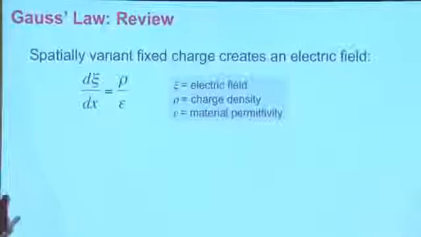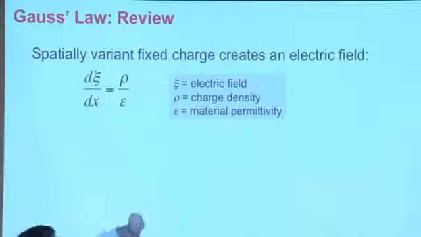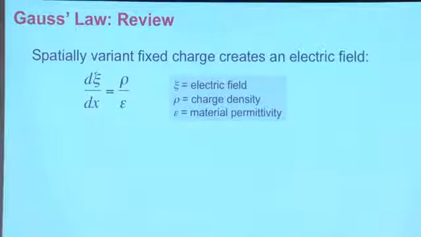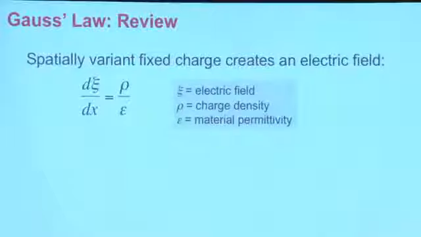And that's the expression right there that describes this in mathematical terms, where we're using psi as our electric field. We're using psi instead of E. You probably remember your physics textbooks using E as the electric field, but we're going to reserve that variable for the electron energy. That'll come in several slides forward. So the charge density will be given by rho, and the material permittivity by epsilon.